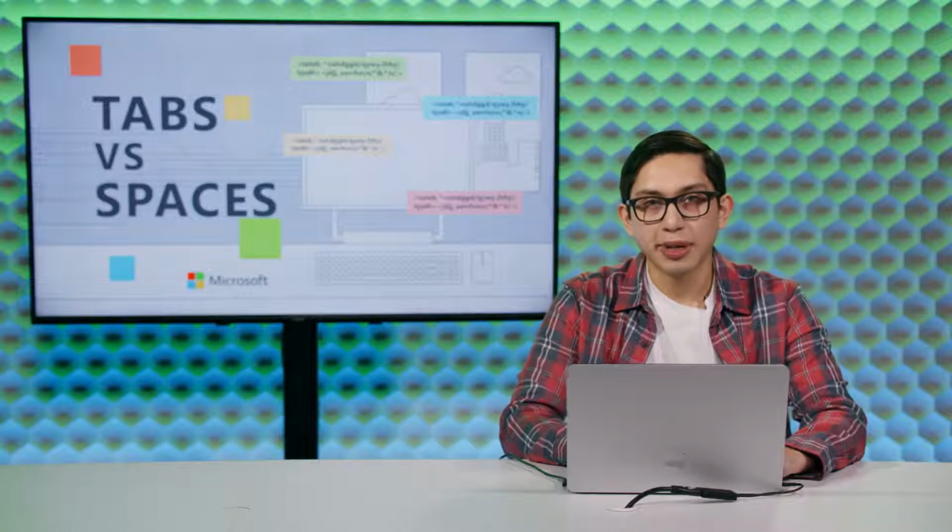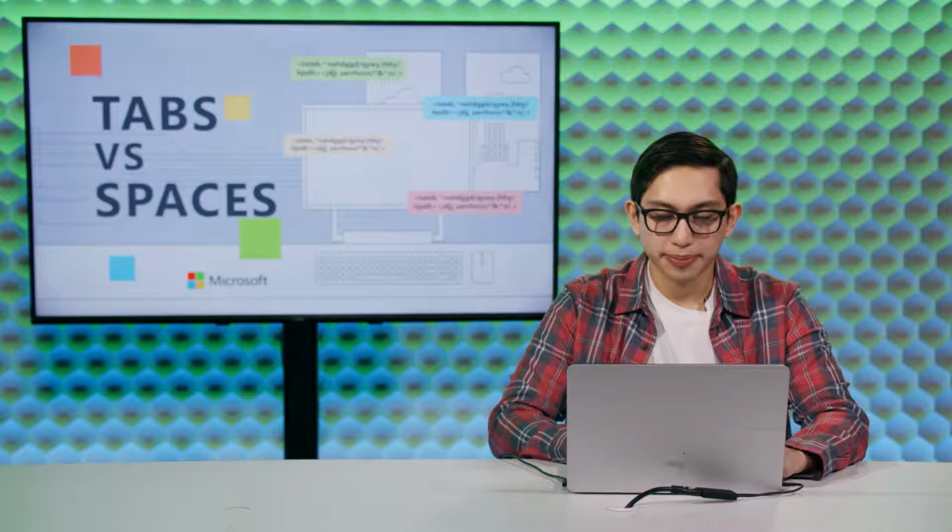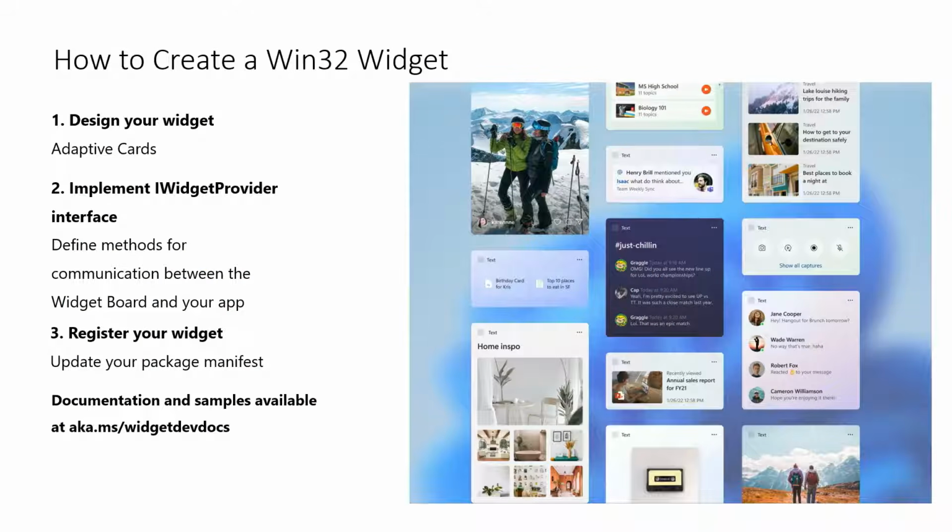In this upcoming segment, I'll walk you through the steps to implementing your widget. There are 3 high-level steps to implementing your widget. The first step is to design the UI for the widget, and this is done using adaptive cards. The second step is to implement the iWidget provider interface, and this will define the methods used to communicate with the widgets board. And finally, the last step is to register your widget, and these changes are done in the Appx Manifest.